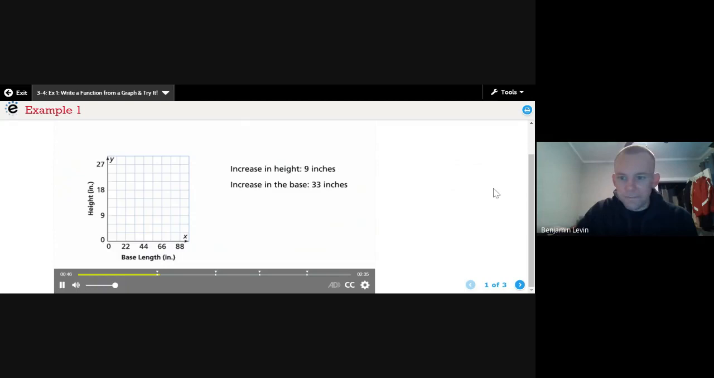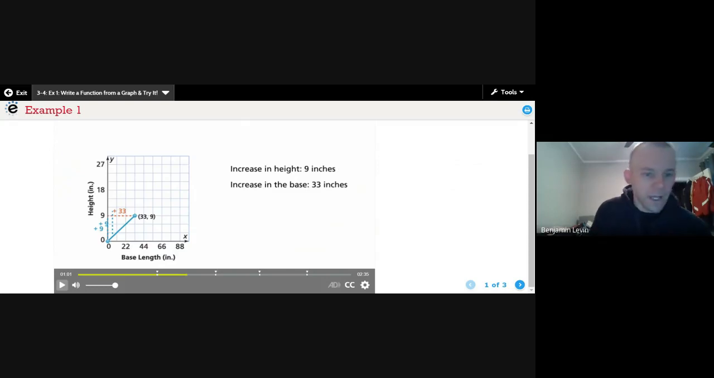We know that when the height increases by 9 inches, the base length increases by 33 inches. So the point with coordinates 33, 9 represents one possible base length and height of the ramp. A second increase of 9. All right. So again, this is the slope, right? Just like we were saying, the rise over run.